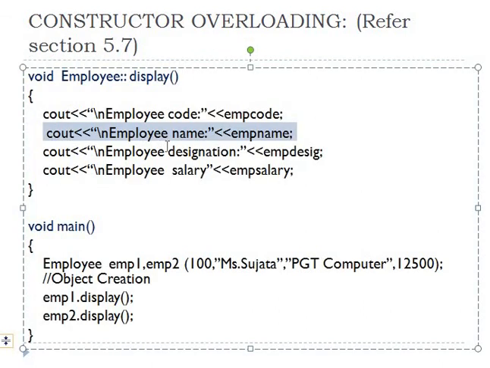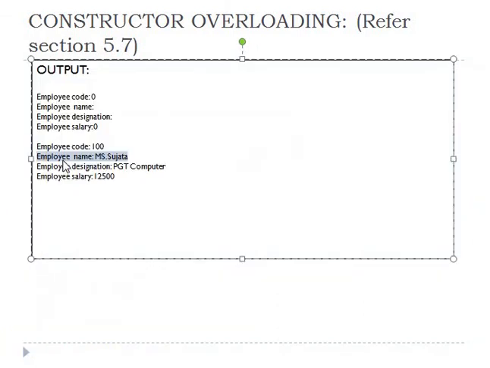The second statement displays the text employee name along with the value of the data member emp name, which takes the value Miss Sujata from the parameter ename. So employee name Miss Sujata gets displayed in the output. So here is this displayed text in the output.